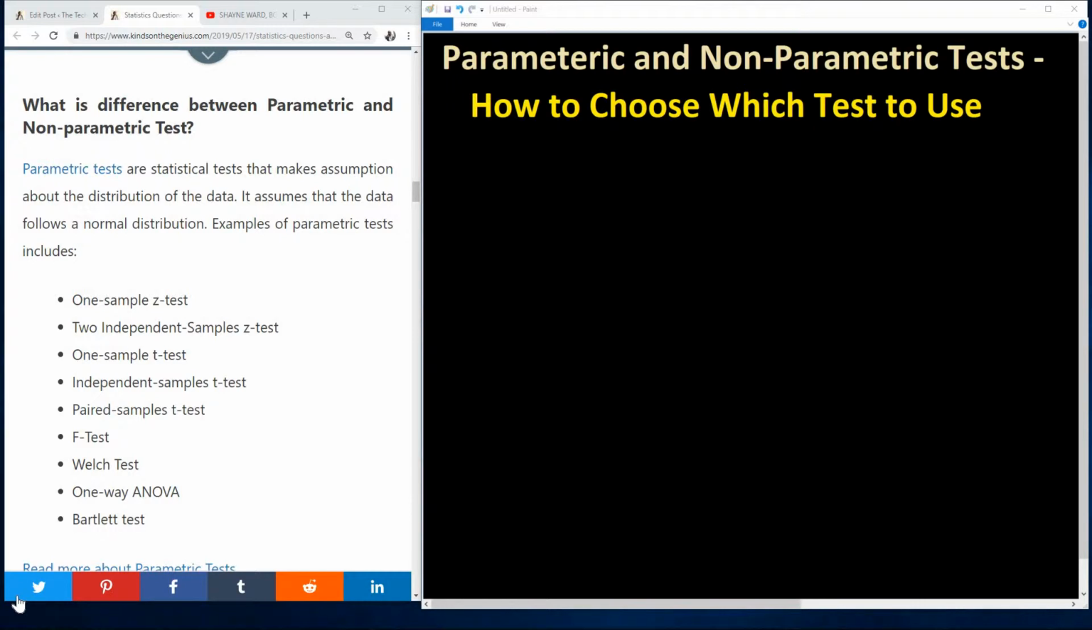Actually, many tests can apply to a particular problem, but based on the problem you are trying to solve, you need to choose one particular test that fits exactly to this problem. So first, let's talk about the difference between parametric and non-parametric tests, and we give examples of these tests.